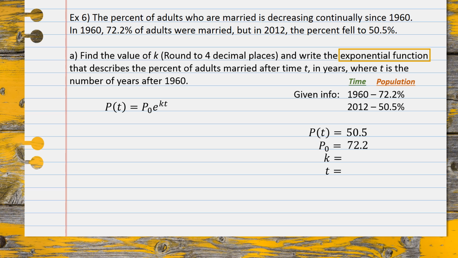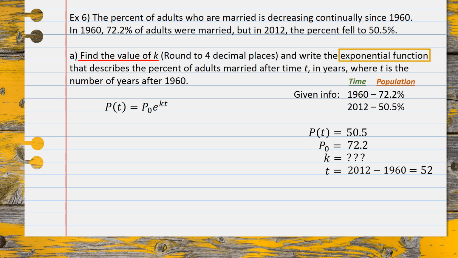Now K. Do we know K? Well, notice it says find the value of K, which means we do not know that value. Now for T. T represents time. They didn't tell us explicitly that this many years have passed, but they did give us some information. There is a difference in time between the years 2012 and 1960. If you subtract, you will find that that is 52 years.